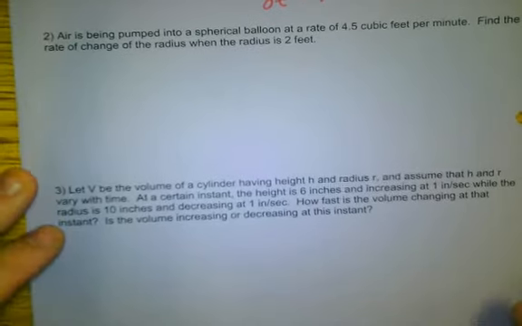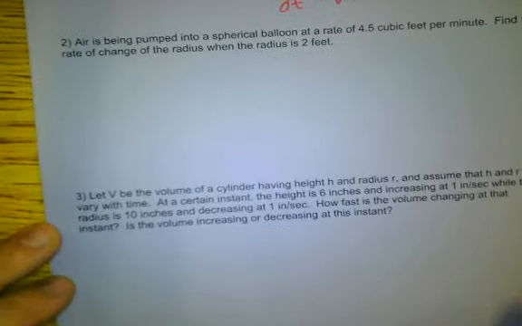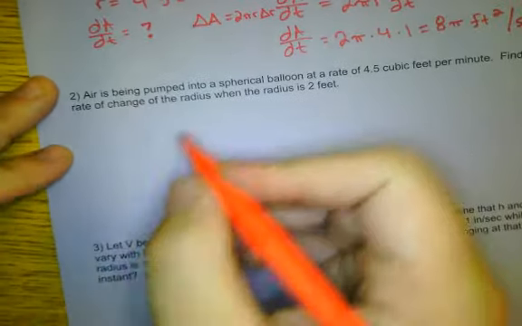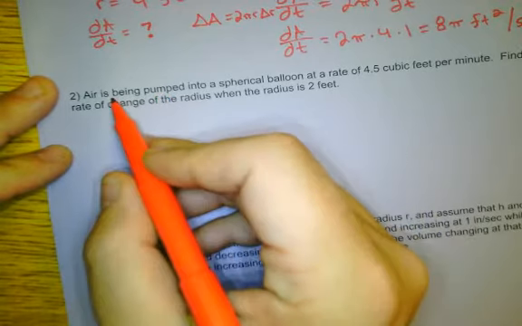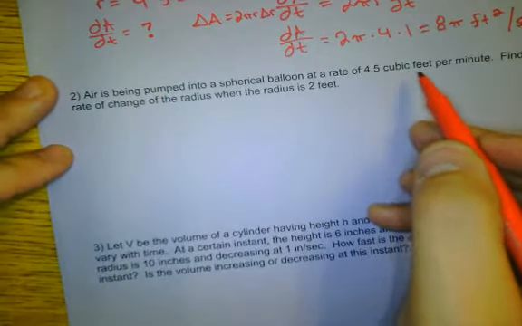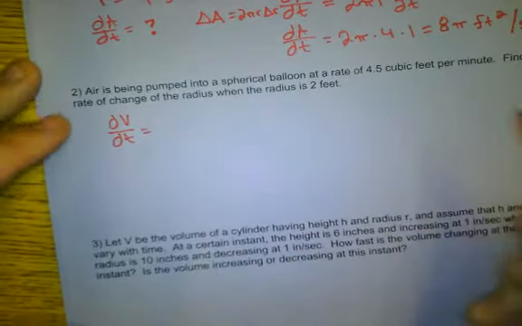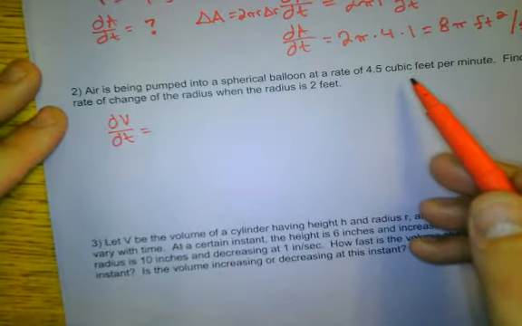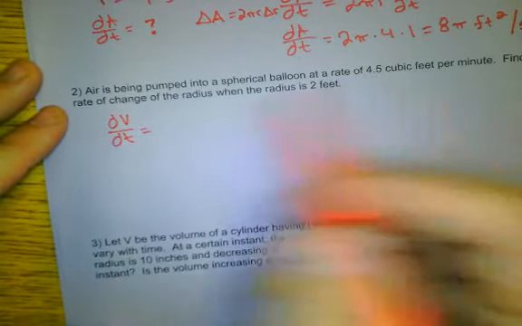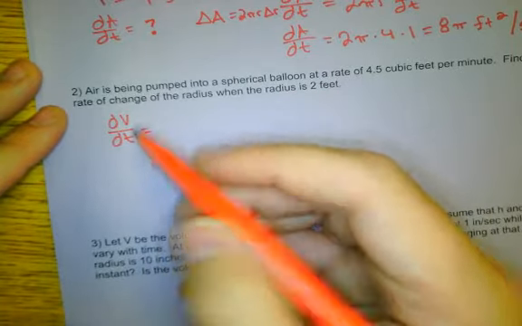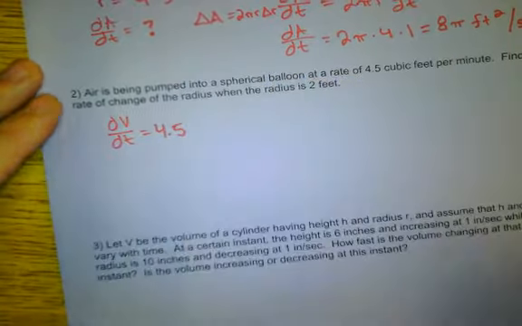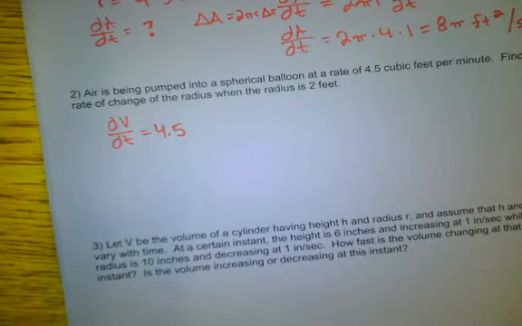So what do we know? Okay, so it's cubic feet per minute, so that's going to be dV dt, because cubic feet is volume. Cubic anything is volume per minute. So that's changing volume over changing time, which is 4.5. Anything else that we're given here? R equals 2.